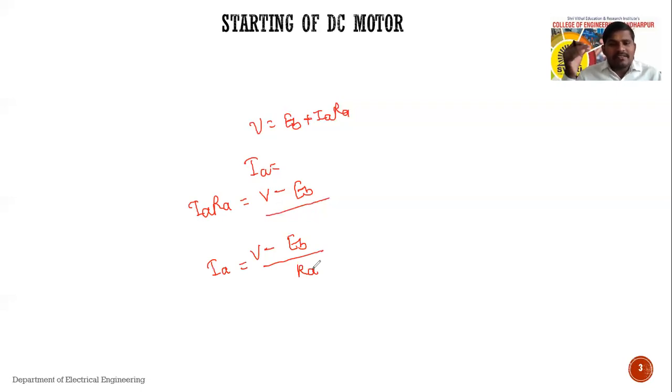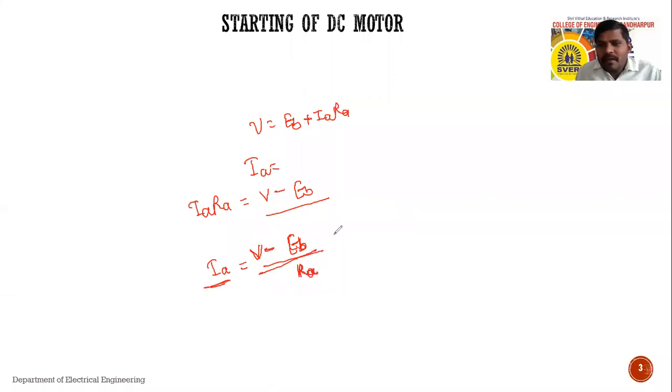It will take as much current from the supply as is just sufficient to develop the required amount of torque required by the load. The motor draws from the supply whatever current is required to develop the torque the load needs. So it is a self-regulating machine. According to the voltage equation, we have derived the current equation: armature current taken from the supply, IA, is equal to terminal voltage V minus EB divided by RA.